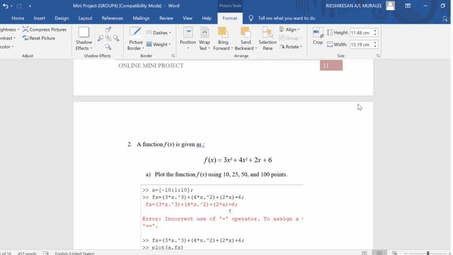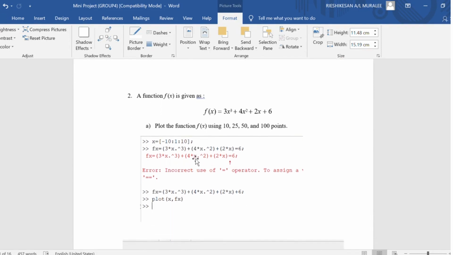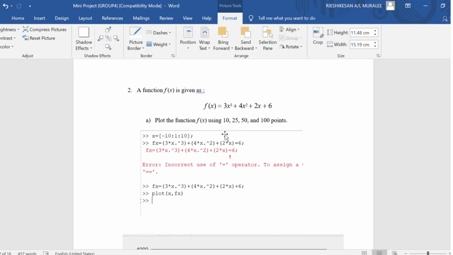Hi sir, I'm Rieshikesan Muralee, first year PECC from group 4. I'm going to present question 2 from topic 1. For 2a, plot the function f(x) using 10, 25, 50 and 100 points.